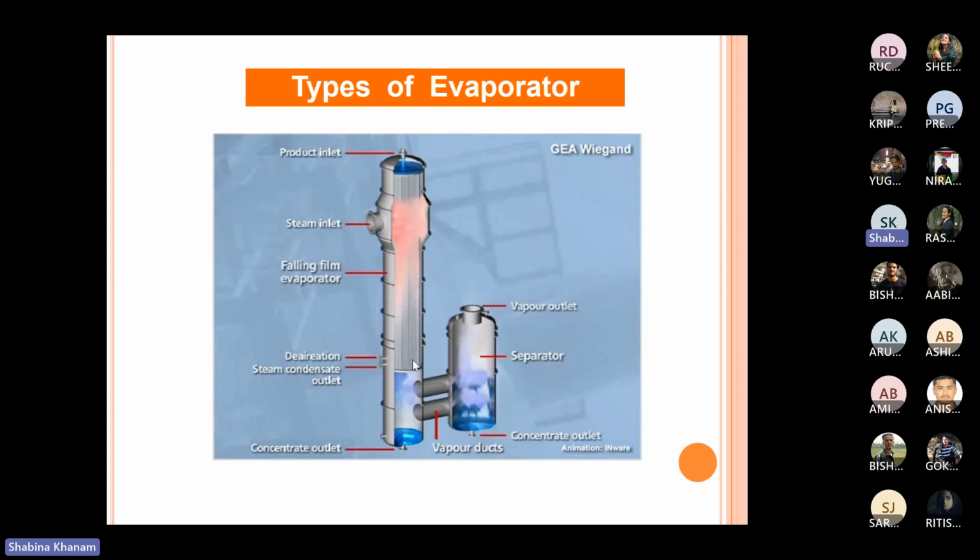So in this way, you can see that feed enters from the top. The vapor liquid separator is connected at the bottom, and then there is no circulation pipe. Otherwise this should be connected with this head. That connection is not given, so circulation is not possible over here, and because of that it is used in heat sensitive material to concentrate. So in that way you can have this falling film evaporator.